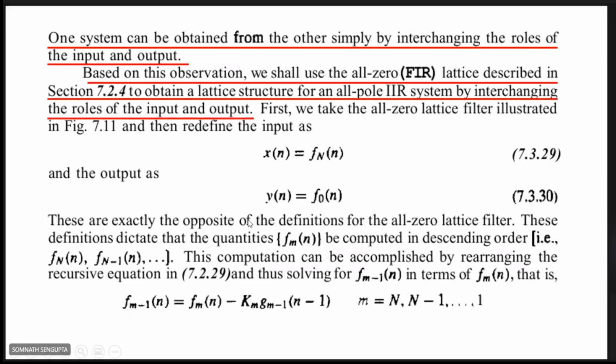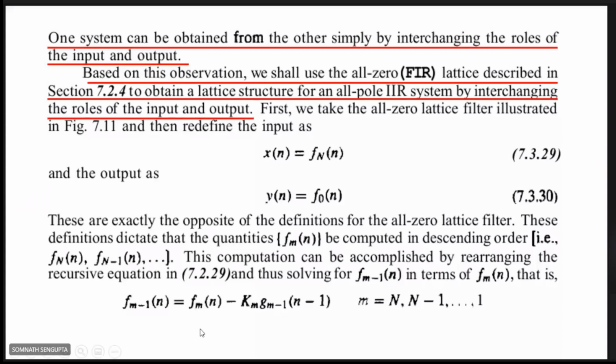Now this definition dictates that the quantities f_m(n) can be computed in descending order. That is, first you know f_N(n), then f_{N-1}(n). You need to know f_N(n) to know f_{N-1}(n), and to know f_{N-1}(n), you need to know f_{N-2}(n). Like that, it is a reverse order system.